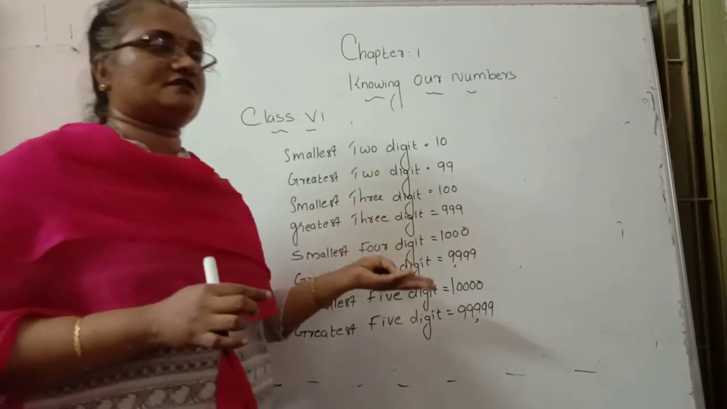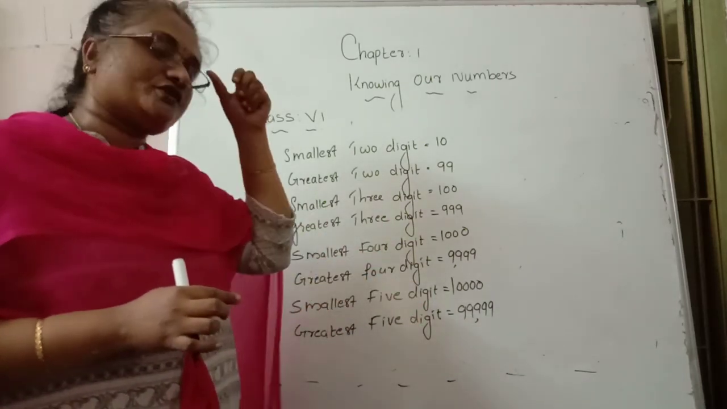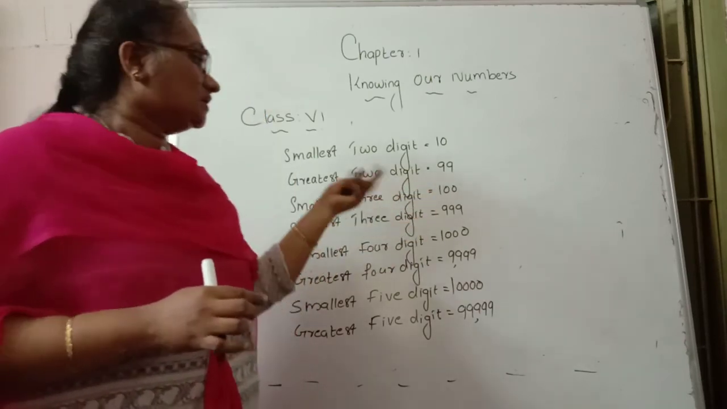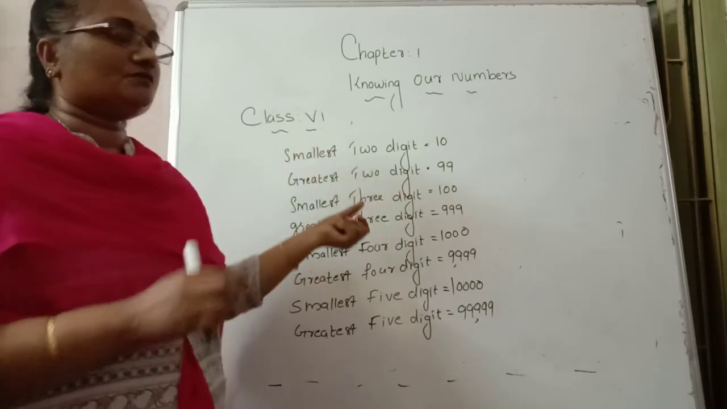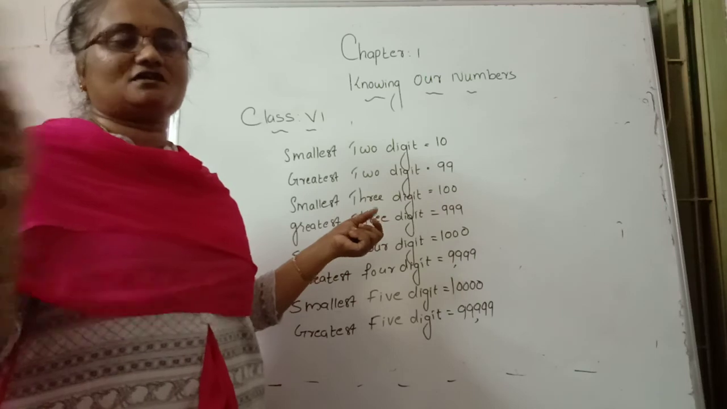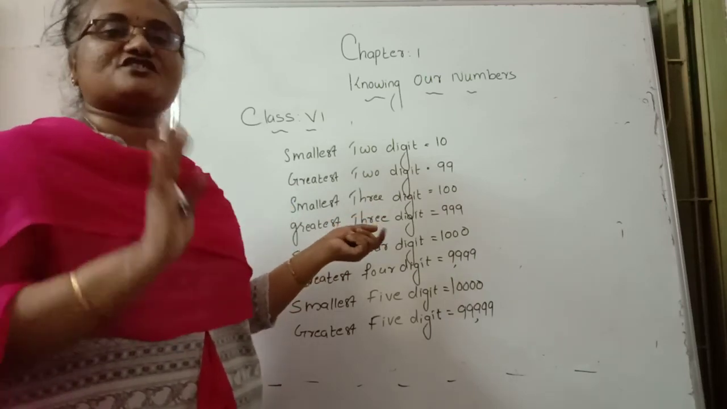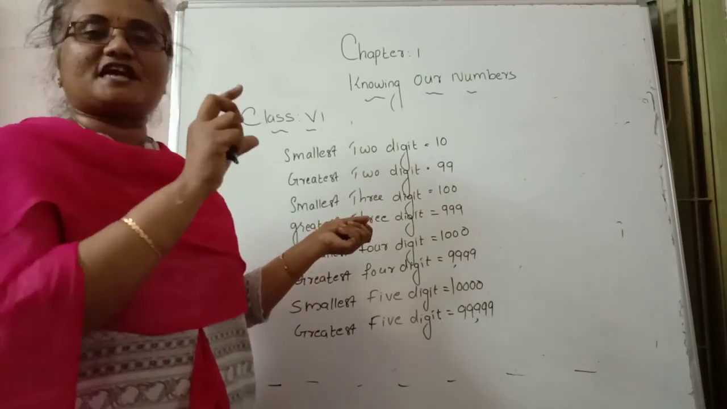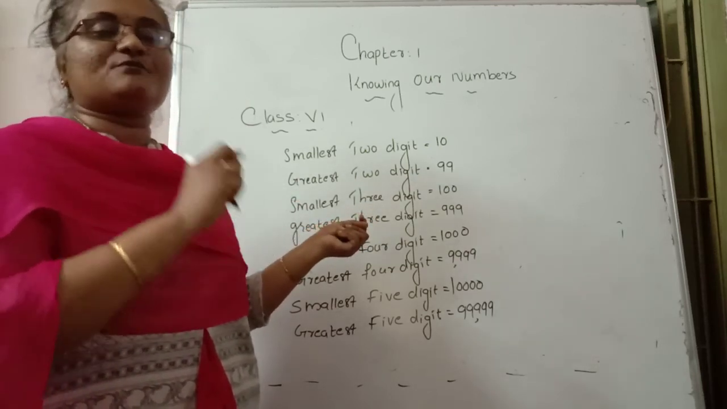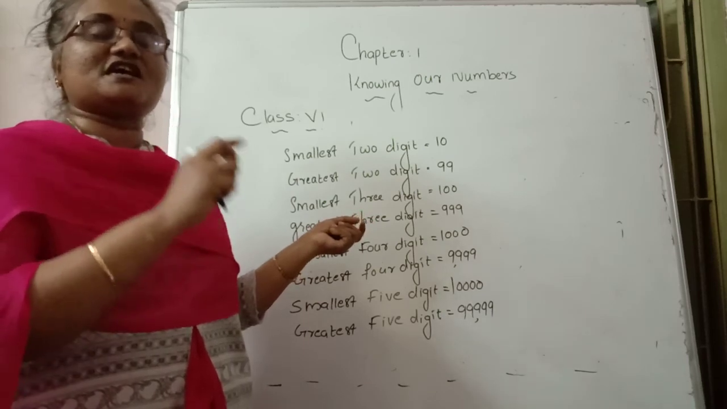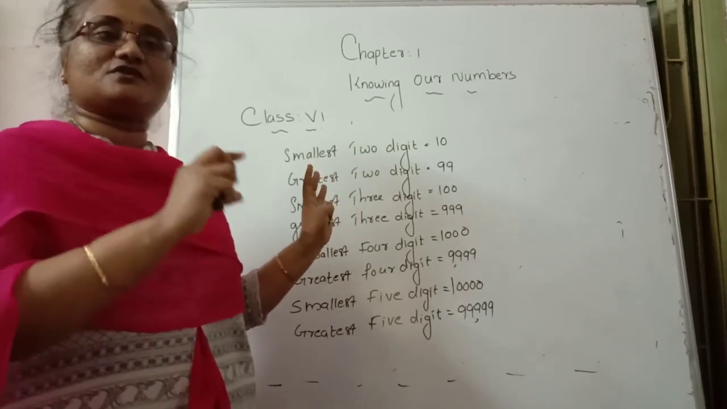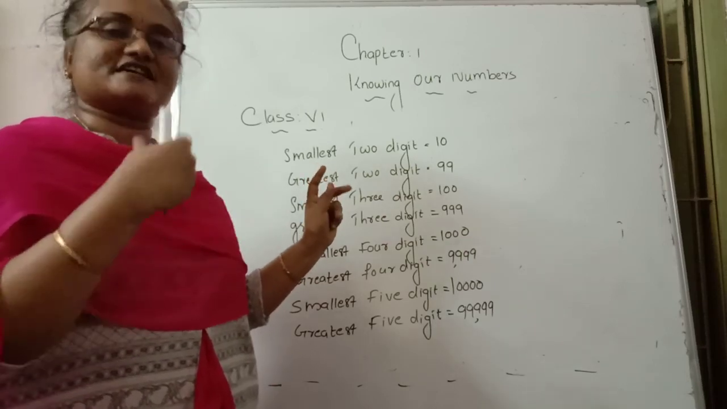Next time onwards, we are going to learn how to use digits. Some numbers are given, like 0, 1, 2, 8. Using those digits, how to frame a greatest number, how to frame a smallest number, like these numbers. How to frame them, and estimation is there. So this type of numbers we are learning next class onwards.